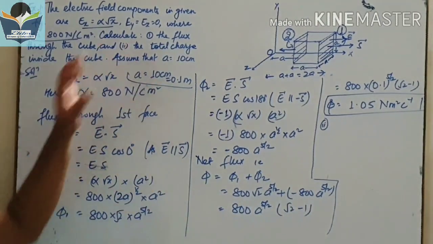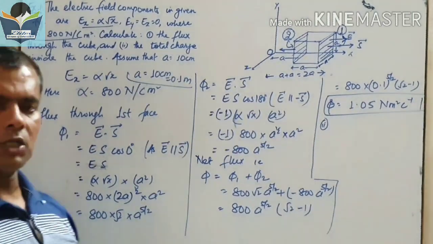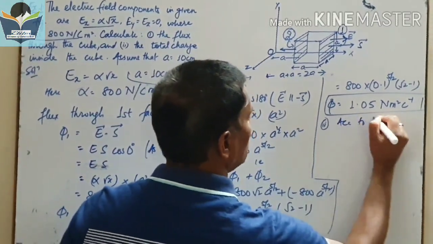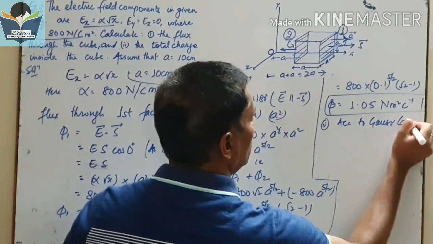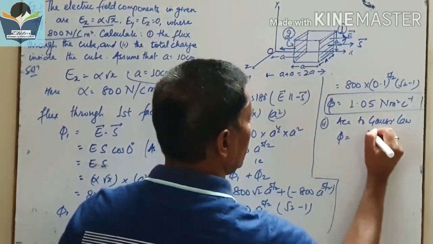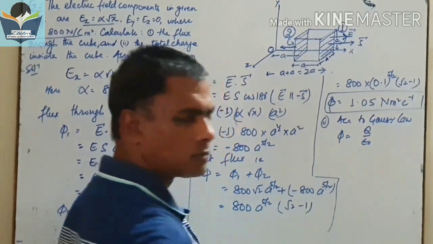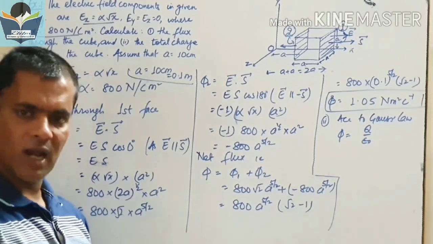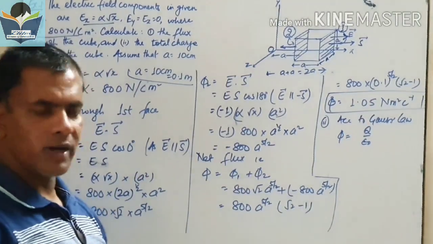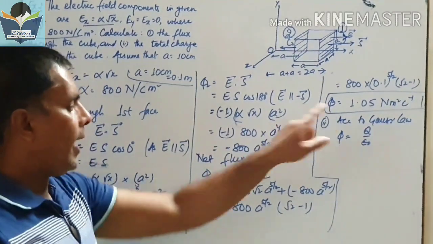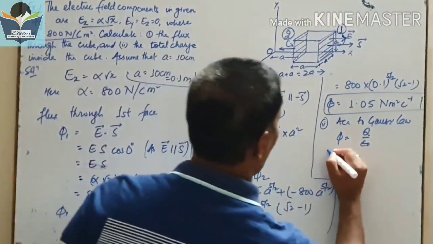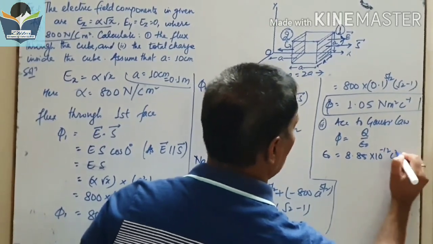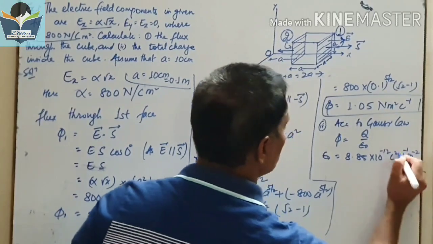Now to get the second part, that is the total charge inside the cube, how do we get it? For the total charge we use Gauss's law. What does Gauss's law tell us? That the flux should be equal to total charge upon epsilon naught. Gauss's law is that total flux is 1 upon epsilon naught times the charge enclosed. The charge enclosed we have to identify, flux we have got, epsilon naught we know. The value of epsilon naught is 8.85 into 10 to the power minus 12 Coulomb square Newton inverse meter minus 2.